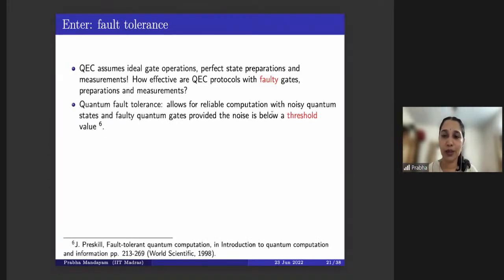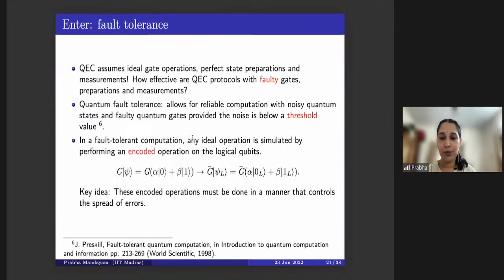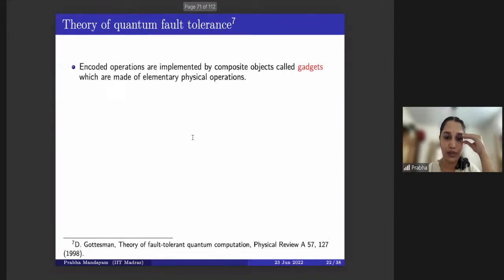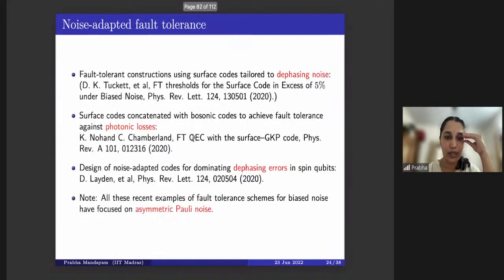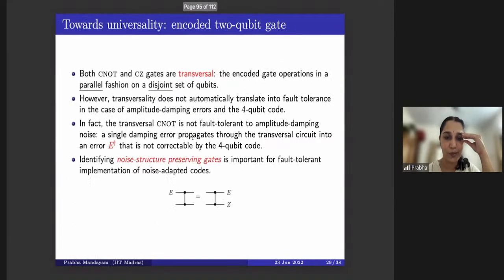So it allows for reliable computation with noisy quantum states and faulty quantum gates, provided the noise is below a certain threshold value. So I don't think I will have time to get into the details of this, but once again, I may quickly show you my final summary slide, which says what was our contribution in this. So I will quickly jump to that. Okay.